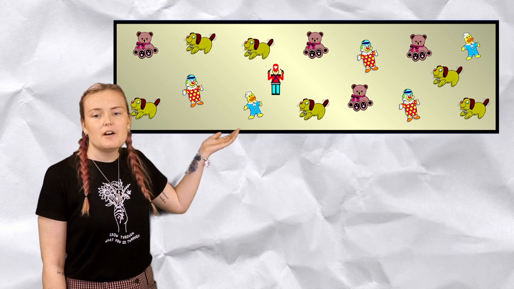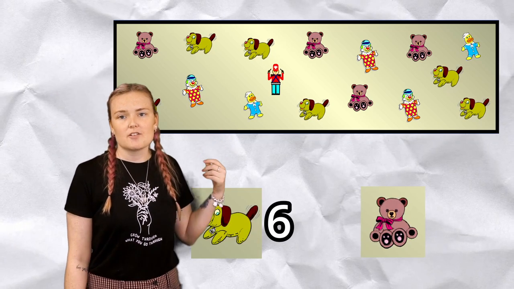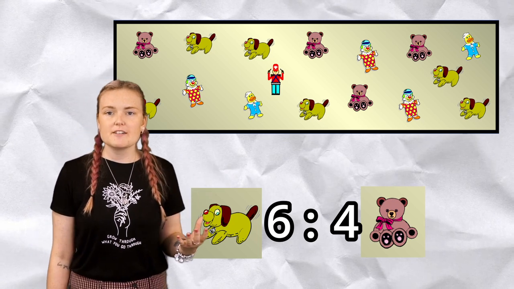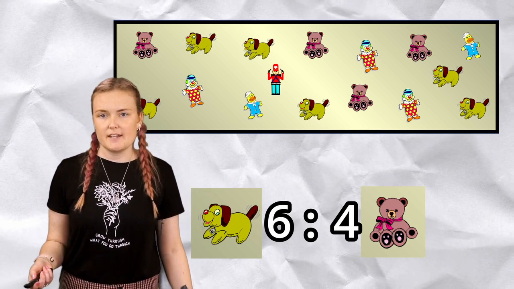Let's look at this toy box. Let's write the ratio of dogs to teddies. So there's 6 dogs, and there's 4 teddies, 6 to 4. So for every 6 dogs there will be 4 teddies.